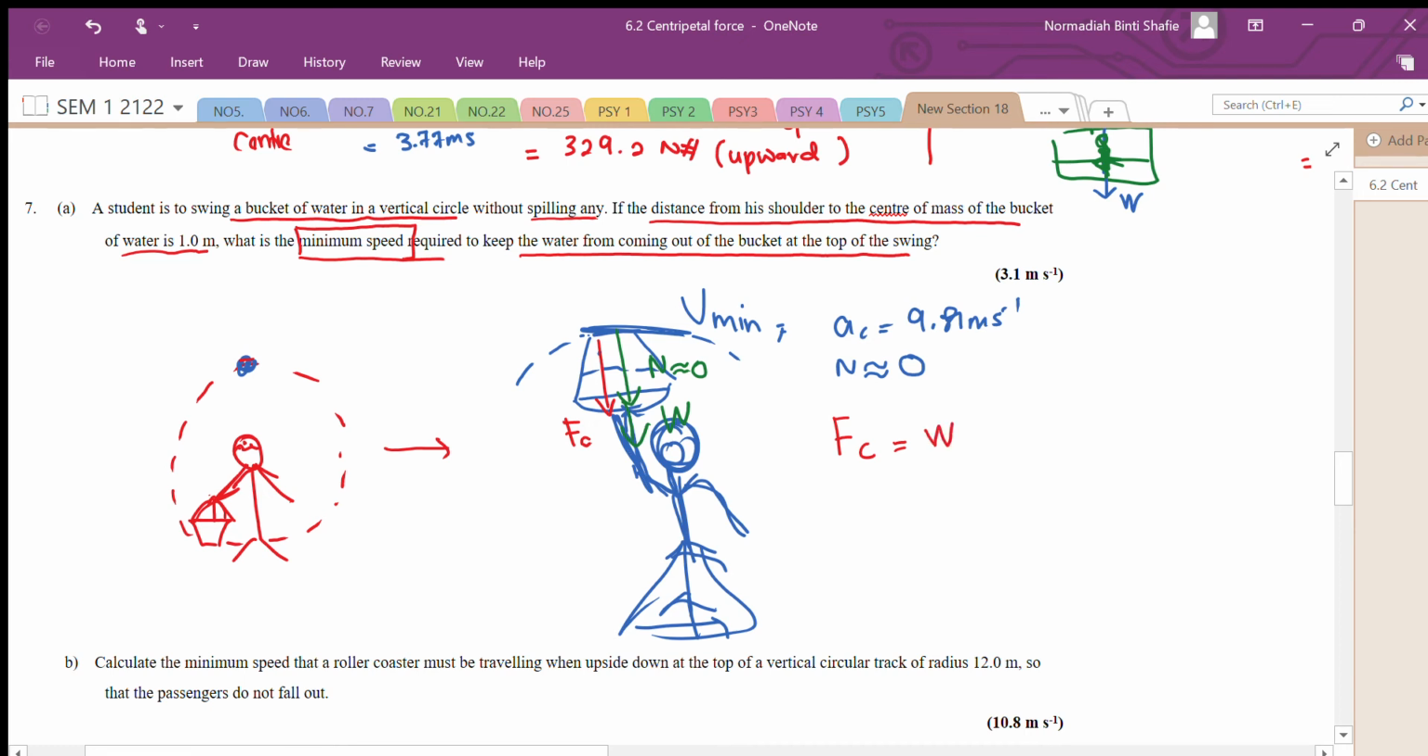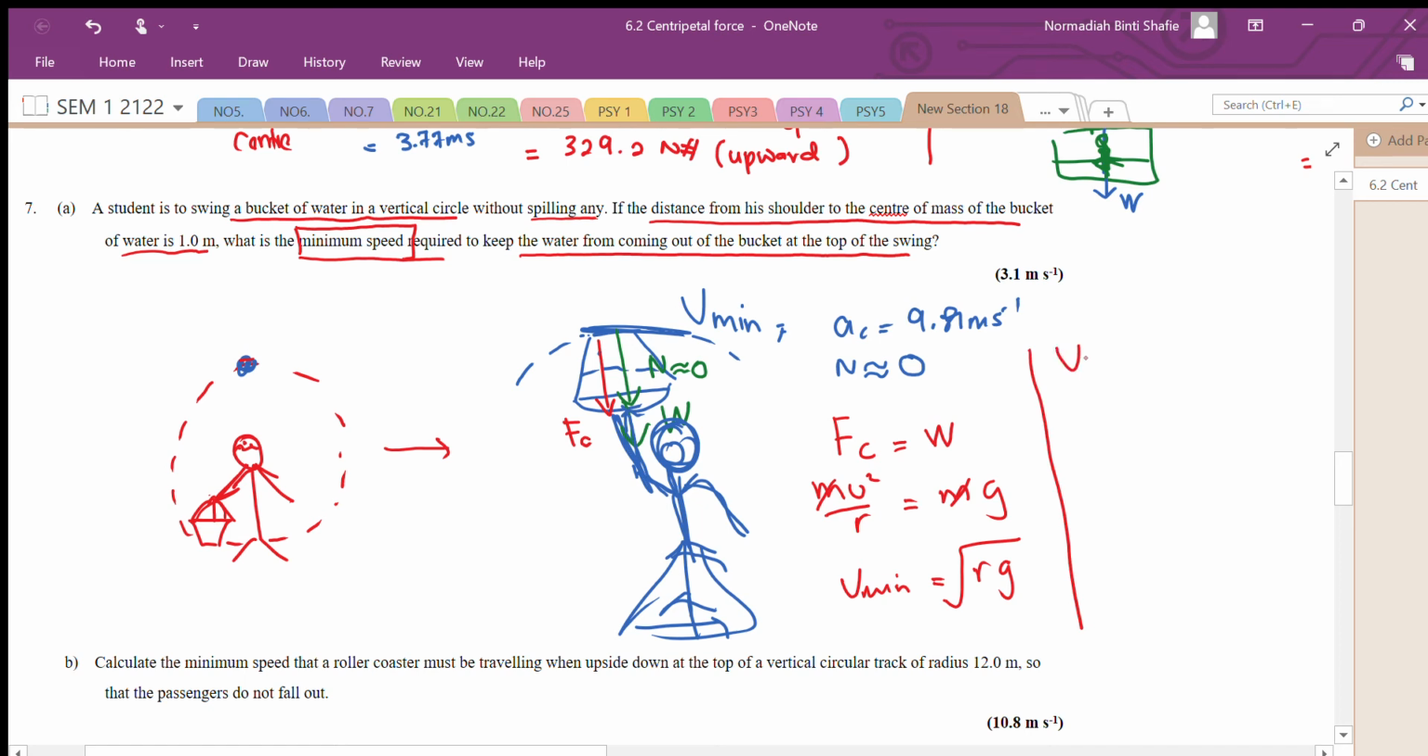Actually, W plus N. However, untuk V minimum, okay, N kita approach to 0. So, kita ambil 0 lah sini ya. Okay, maka mv square over R equals to mg. So, M kita boleh cancelkan. And then, kita nak cari V minimum. Rearrange balik kita punya equation, V equals to square root of RG. Okay. So, just gantikan sahajalah.